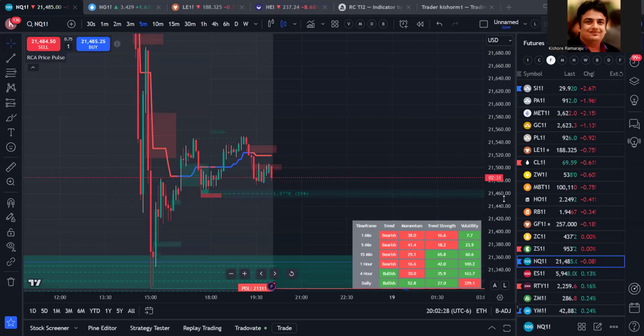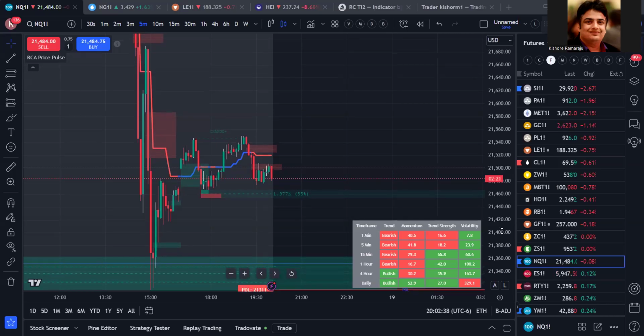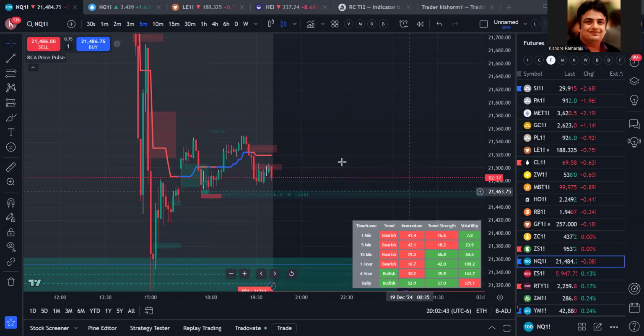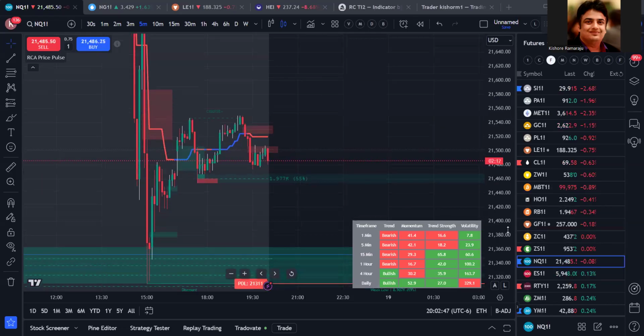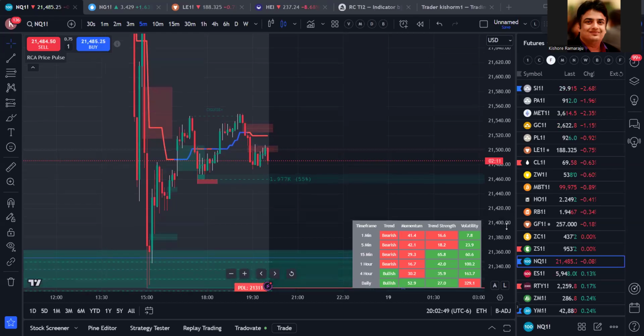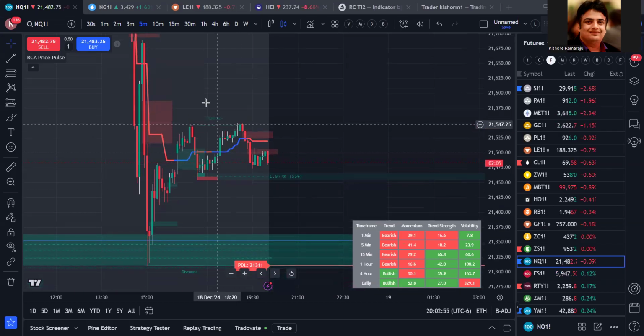Prop firms are where they will give you money to trade, and if you make profits, you can keep 90% of it. They will take 10% of the profit. So without risking your own money, you can also trade. When you follow a systematic approach, you can be more successful rather than trading with emotions, if you follow certain rules, right?